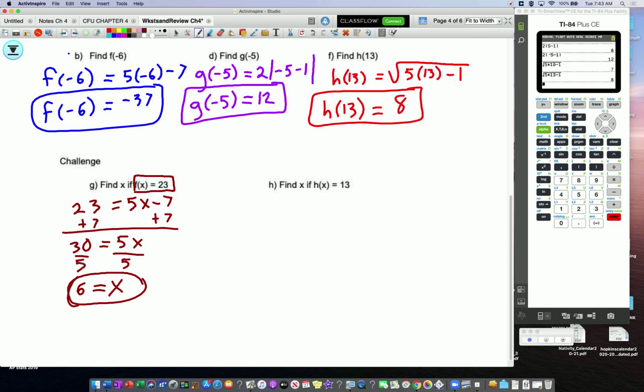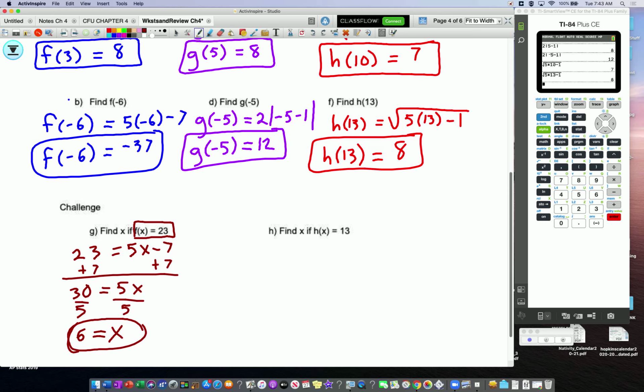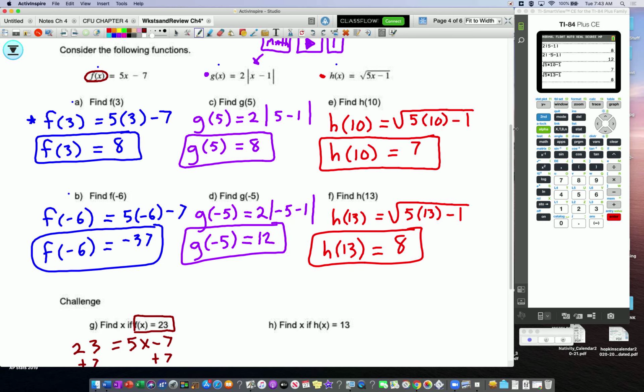Now, one of the cool things I could actually do is plug 6 into the function itself. 5 times 6 is 30, minus 7 is 23. I know my answer is correct that way.